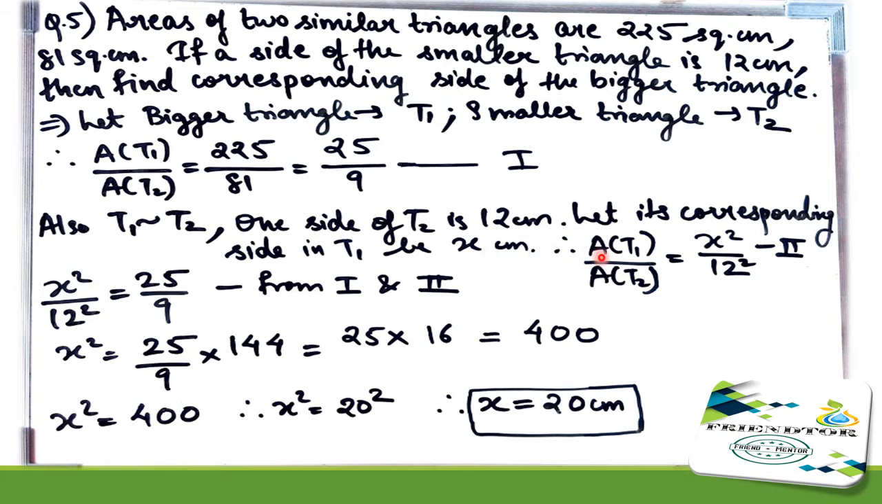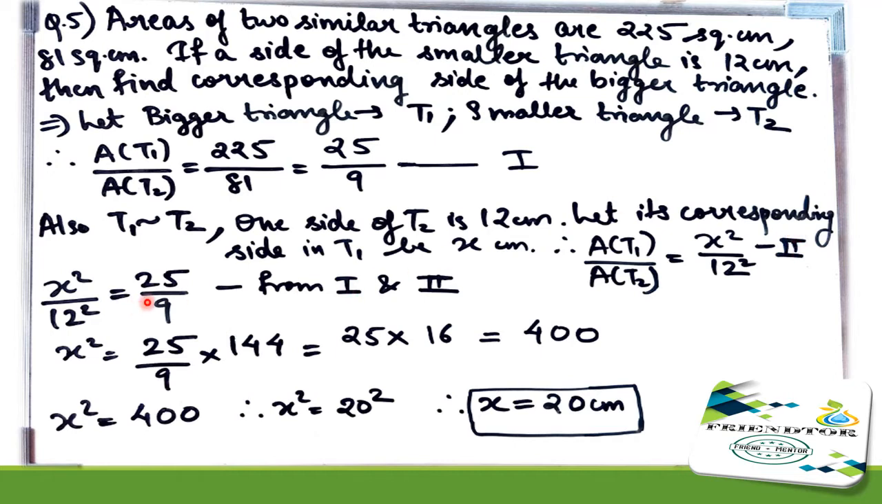Okay, now by the theorem, area of T1 upon area of T2 is the same as x square upon 12 square. Okay, because the ratio of the corresponding sides is x upon 12, and if you square it you get the ratio of the areas, correct? So this will be x square upon 12 square. Now we will name this equation as 2.